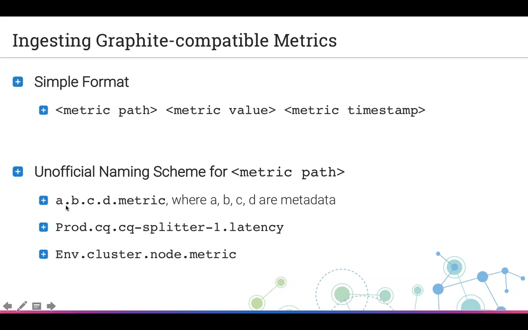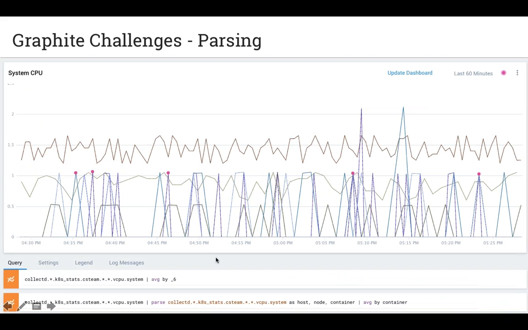So understanding that we can have this tag-like metric naming convention allows us to write things like prod.cq.cqsplitter1.latency, which in this case is my environment, it's my cluster, it's my node, and it's my metric. So that leads me to the next one.